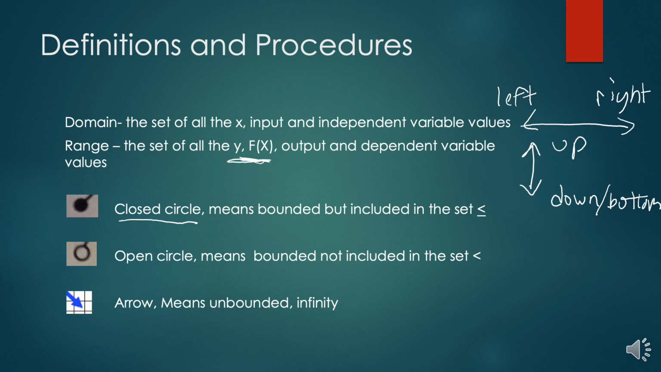Now just going over the notation, closed circle, you're always going to use the less than or equal to sign, but it also means that it is bounded. That means it's closed on that side, and it's included in the set. Open circle means bounded but not included in the set, and you're going to use a regular less than sign. Now, arrows basically mean unbounded and infinity, so sideways 8 for infinity, and for that you're going to use the regular less than.